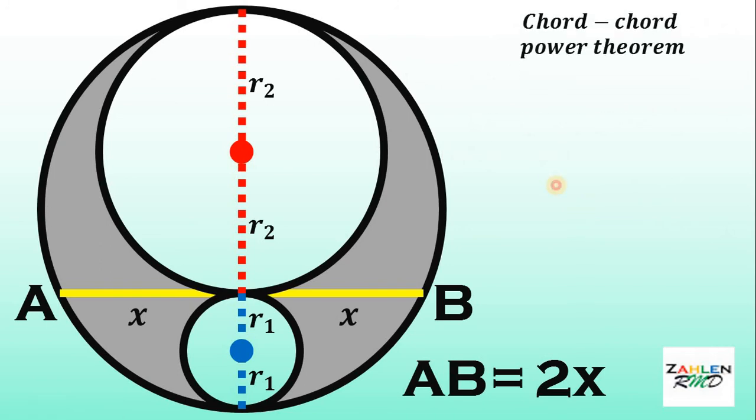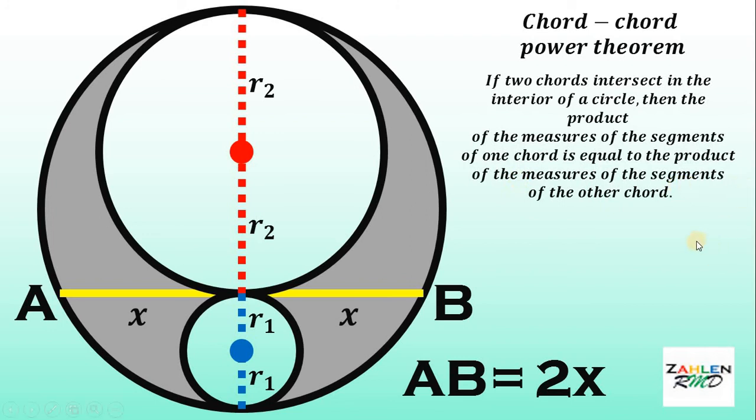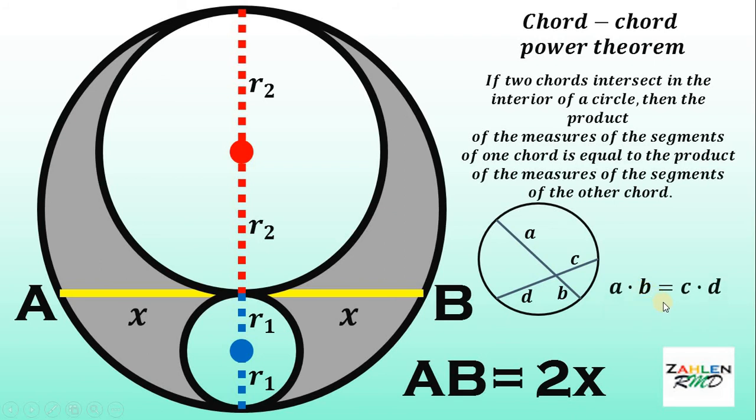The chord-chord power theorem states that if two chords intersect in the interior of a circle, then the product of the measures of the segments of one chord is equal to the product of the measures of the segments of the other chord. Now in this diagram, we can say that A times B equals C times D. Going back to our diagram, we know that this red line is equal to 2 times r sub 2, and this blue line equals 2 times r sub 1.